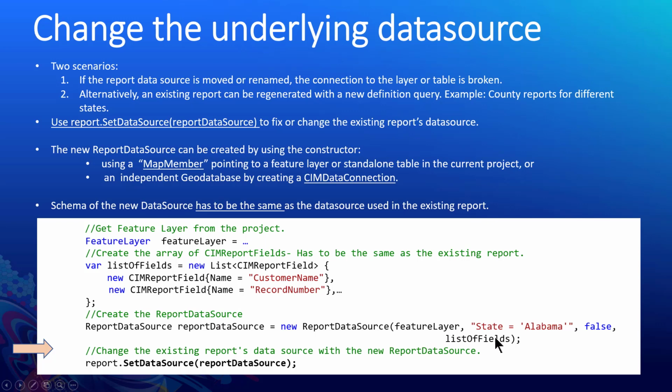Here I'm passing in the definition query, State is equal to Alabama. I then pass in the other parameters such as the Boolean for using the current selection set. I'm specifying that as false, and the list of fields. I pass this report data source object as a parameter to the setDataSource method on the underlying report.